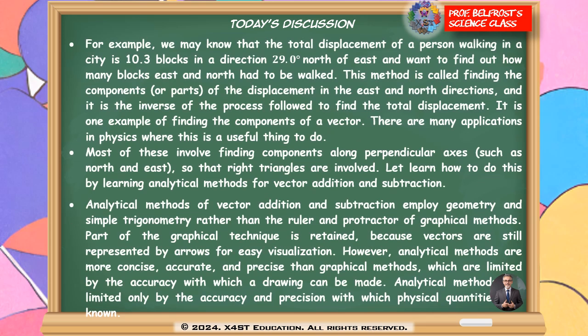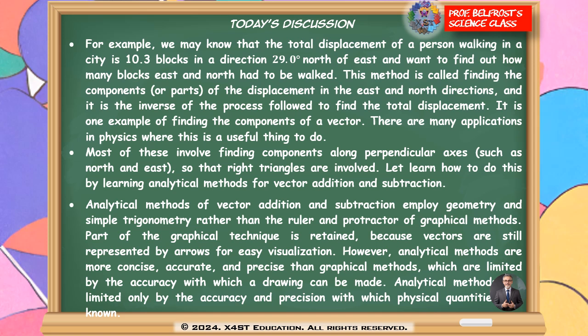So for example, we may know that the total displacement of a person is 10.3 blocks in a direction 29.0 degrees north of east, and we want to find how many blocks she is actually going east and north when she walks. This method is called finding the components or parts of the displacement, and this is just the inverse process of what we have done before.